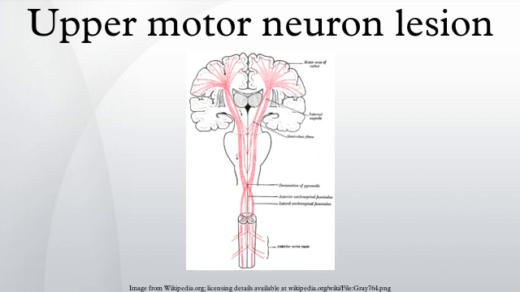Upper motor neuron lesions occur in conditions affecting motor neurons in the brain or spinal cord, such as stroke, multiple sclerosis, traumatic brain injury and cerebral palsy.